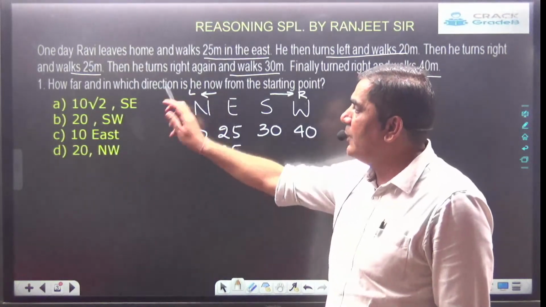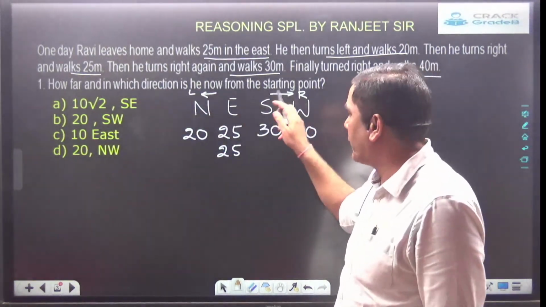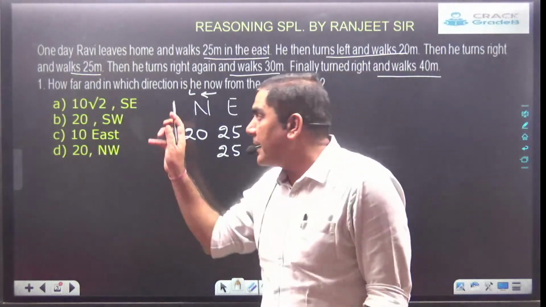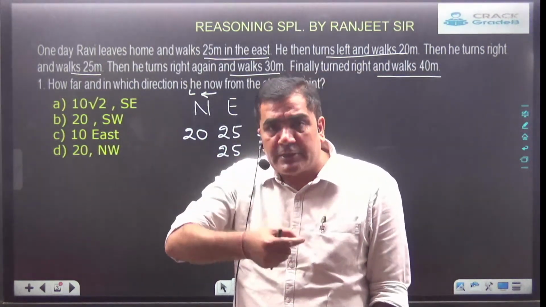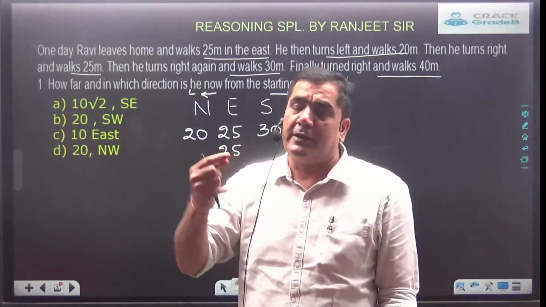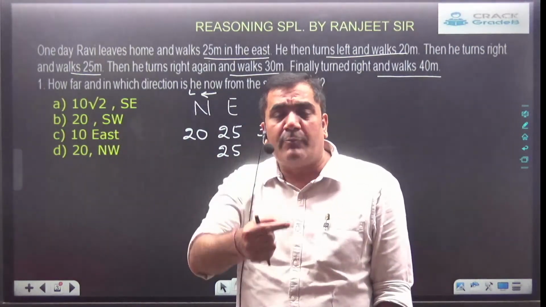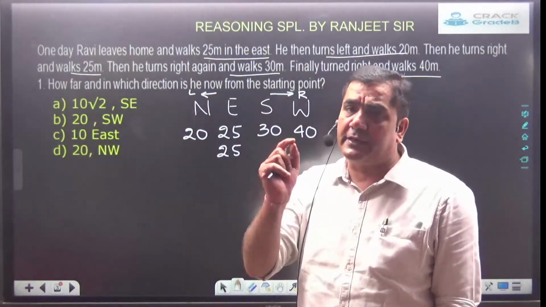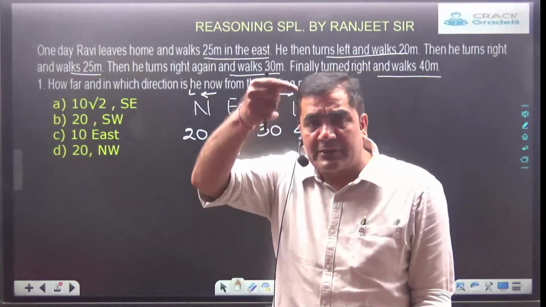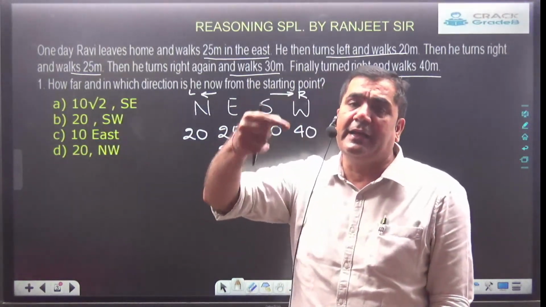Now the question is, how far and in which direction is he from the starting point? See, sometimes in place of far, they will use the word displacement between the starting and the final point. Displacement, far, minimum distance, all are the same. Whenever they ask for the distance, distance means you have to find the shortest distance between the starting and the final point.